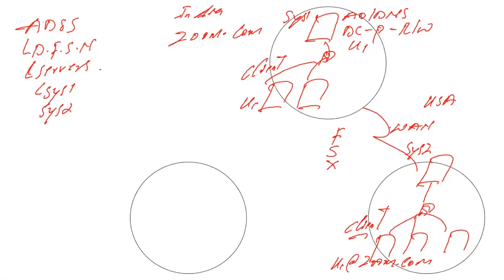By using Active Directory, with the help of the Active Directory service and the DNS service, I can make this machine a child. But what is the name of the child?